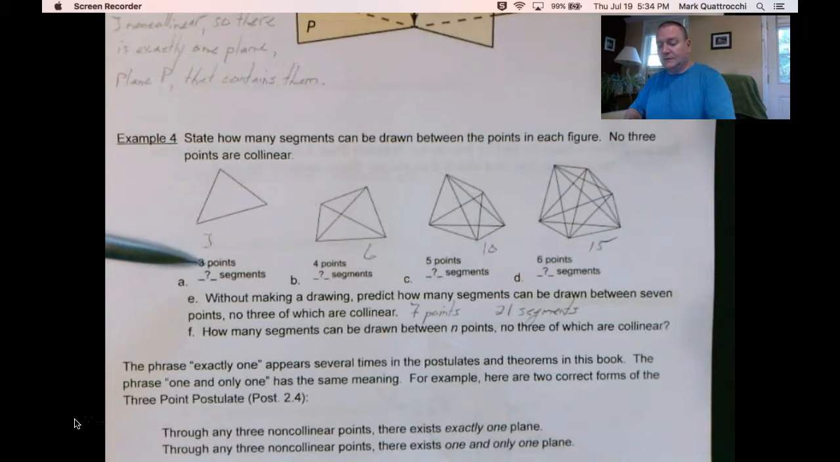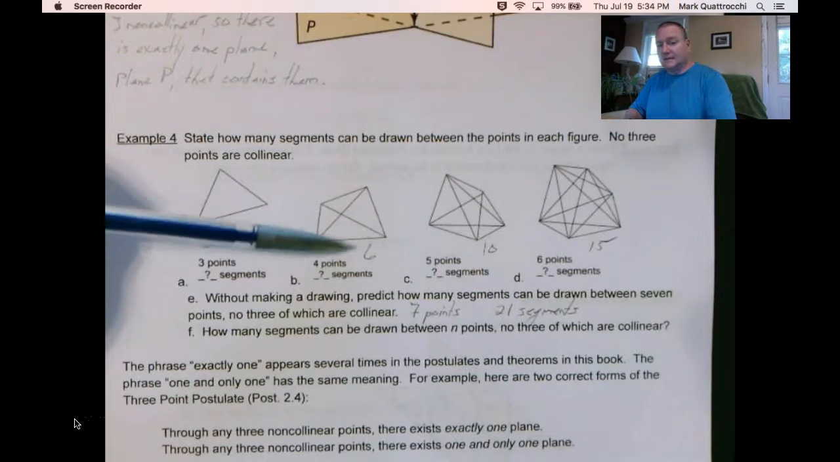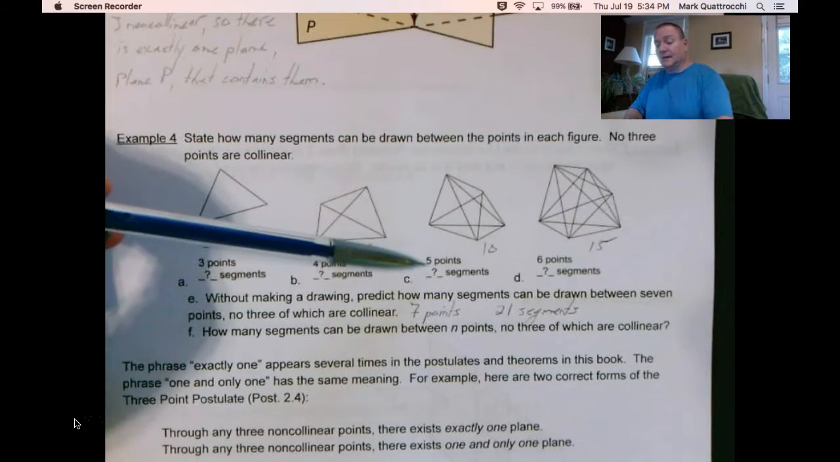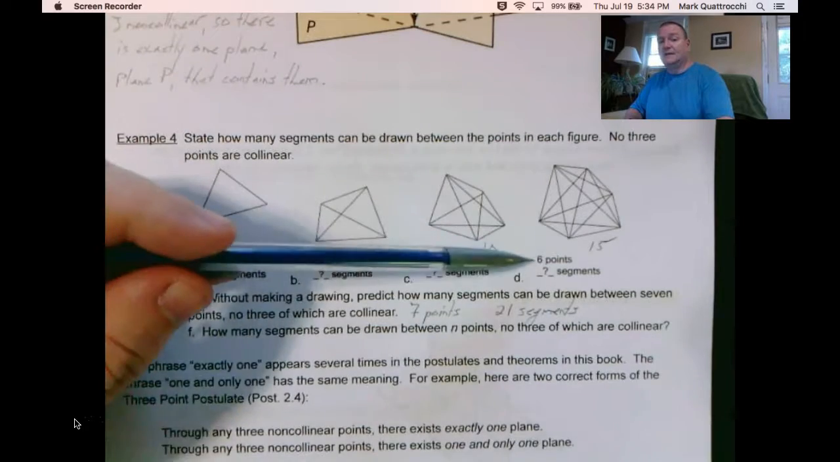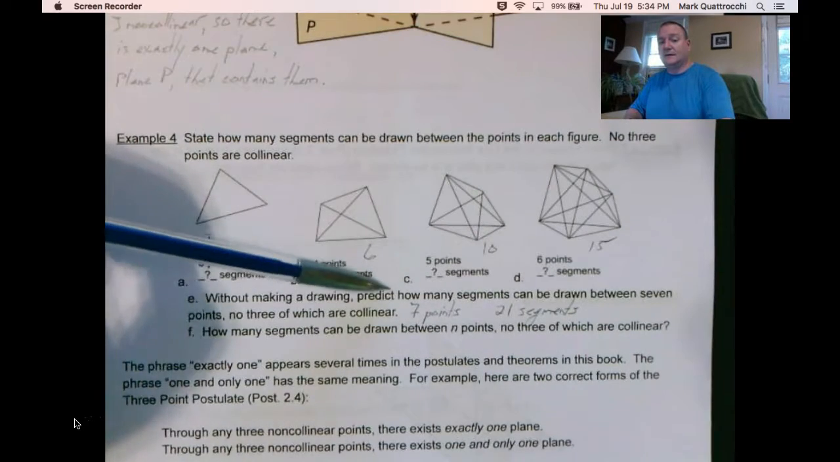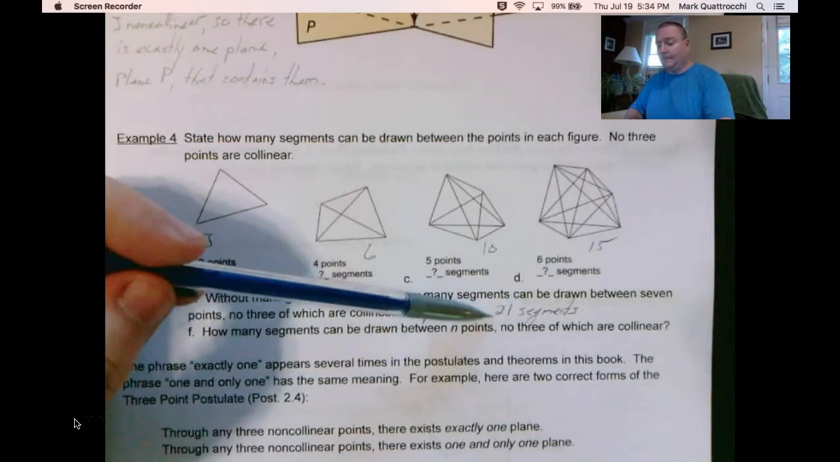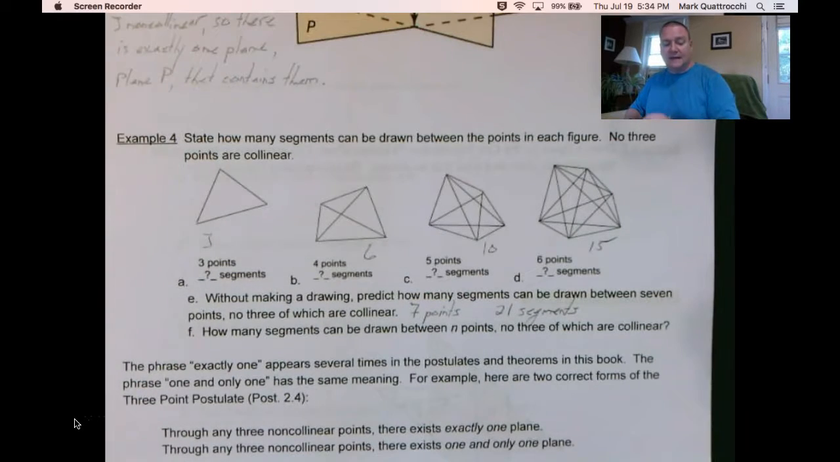So what can I do to 3 to get 3? And it's going to be the same thing that I can do to 4 to get 6. And it's just the same thing I can do to 5 to get 10, 6 to get 15, 7 to get 21. Okay, so what is that we can do?